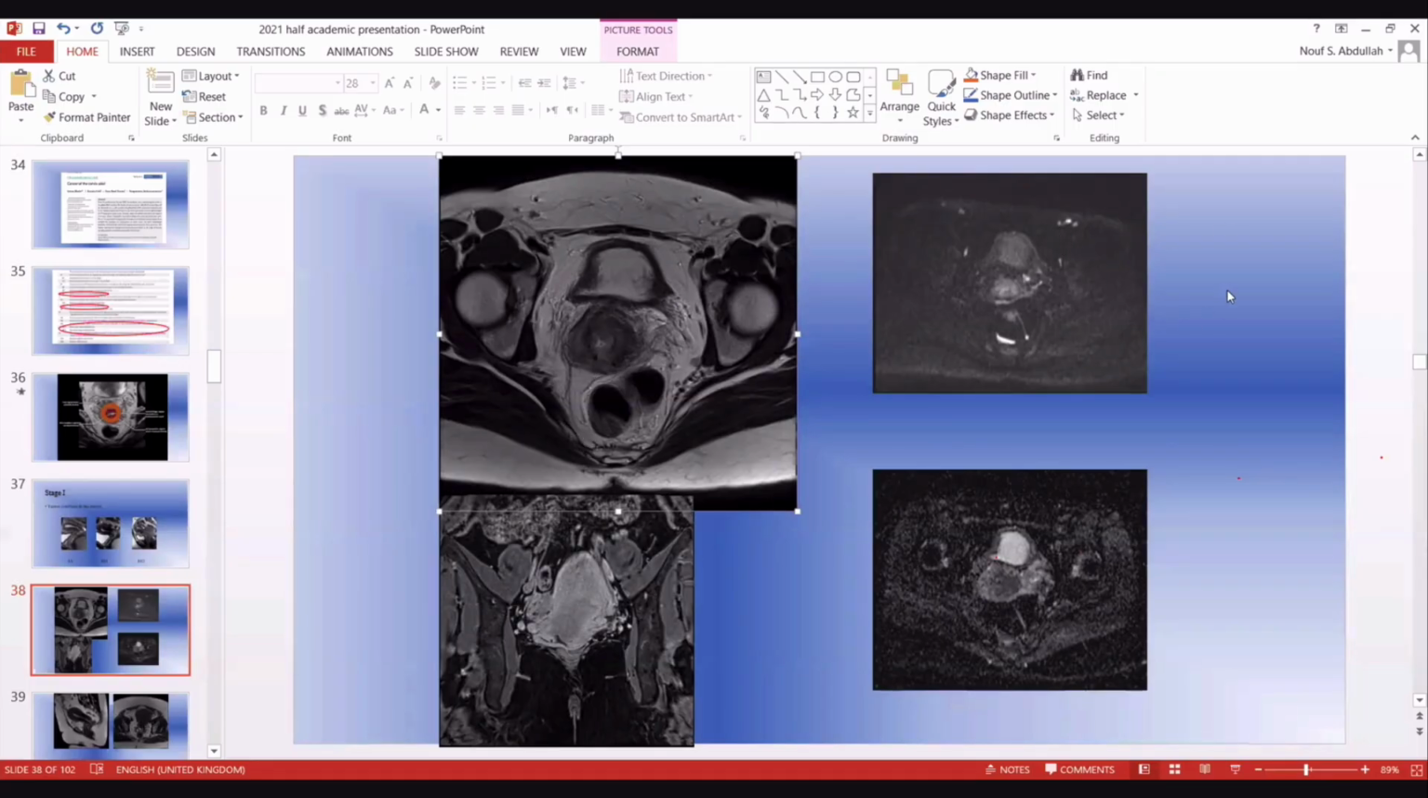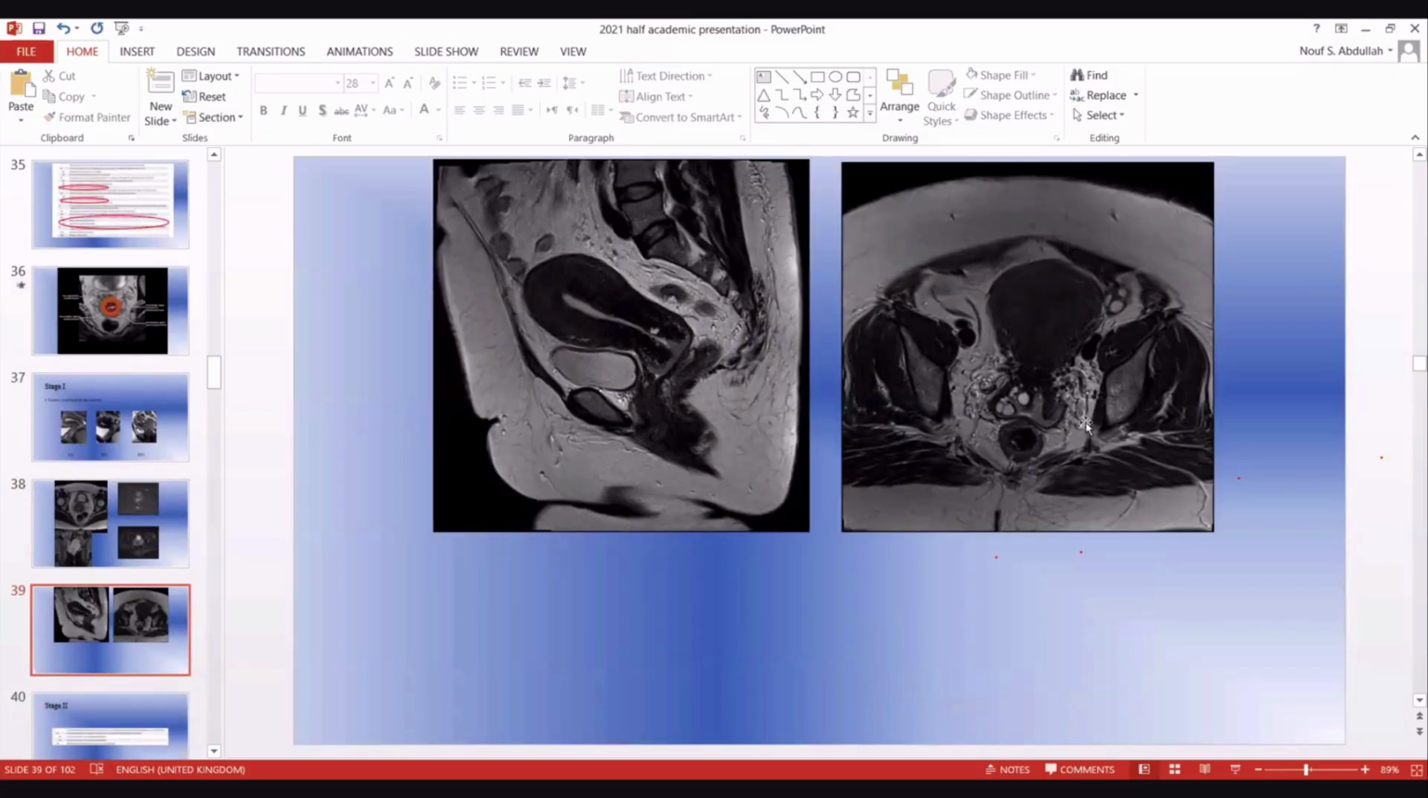Diffusion weighted sequences are extremely helpful when you have a question. So as you can see here, you have mild diffusion restriction on diffusion weighted sequence. You have a high signal intensity with corresponding low signal intensity on ADC, an appearance in keeping with diffusion restriction. And when you look at the post-gad enhancement, you can see that the mass is hypovascular. And this is what we expect to see in cases of cancer.